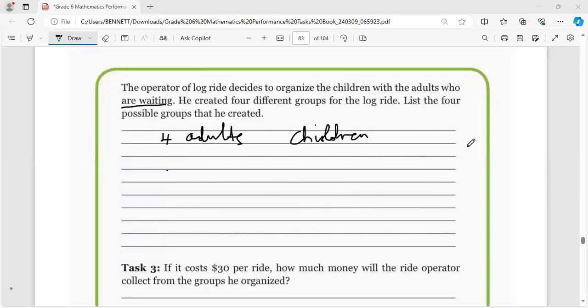So what am I going for? It says the operator of the log ride decided to organize the children with adults who are waiting. He created 4 different groups of log ride. List the 4 possible groups that he created. Yeah, I'm not really understanding. All right. Anyone understand it? So it's talking about which type of group can possibly go on the ride with the 4 adults. What's your interpretation? Yeah, I'm just kind of interpreting that he wants to know which group can go on the ride with the 4 adults.